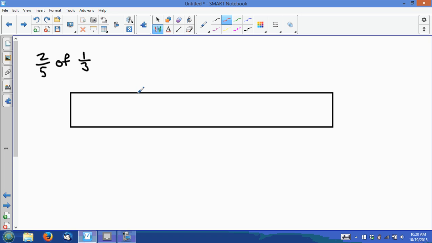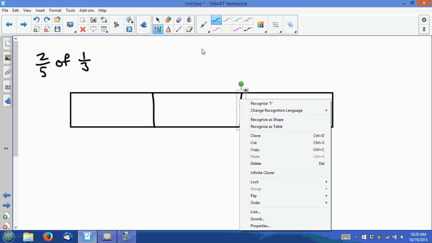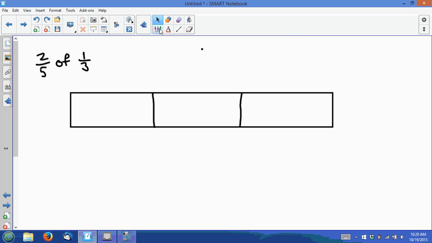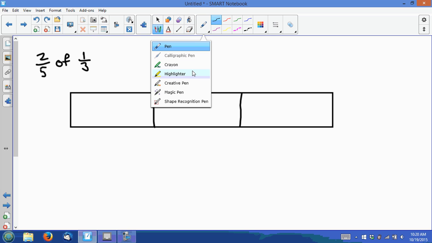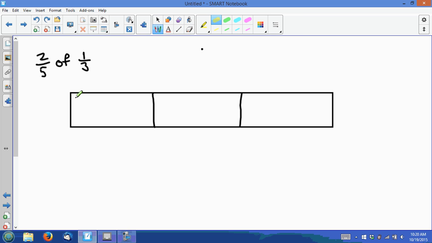First thing I'm going to do is I'm going to cut my whole into 3 equal pieces. Now, mine won't be exactly equal because I'm eyeballing it, but we'll do the best we can. So there are the 3 pieces. Now I'm going to highlight the 1/3 that I'm interested in. So there's the 1/3.